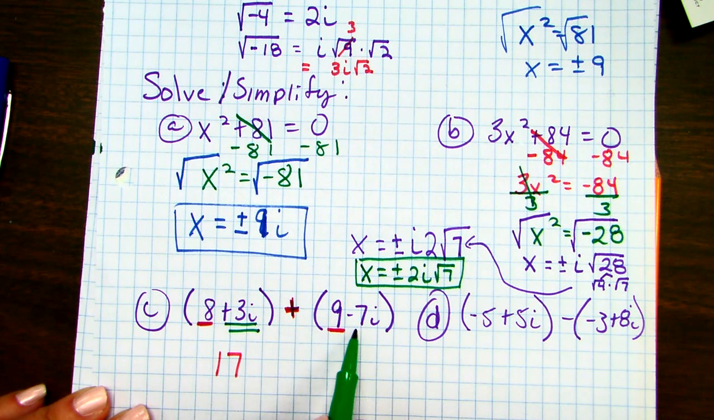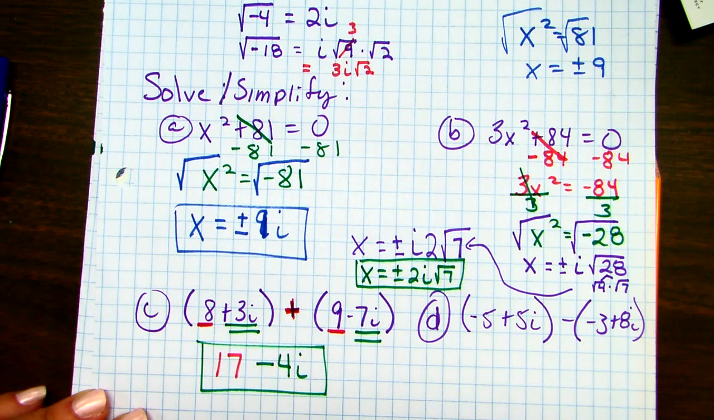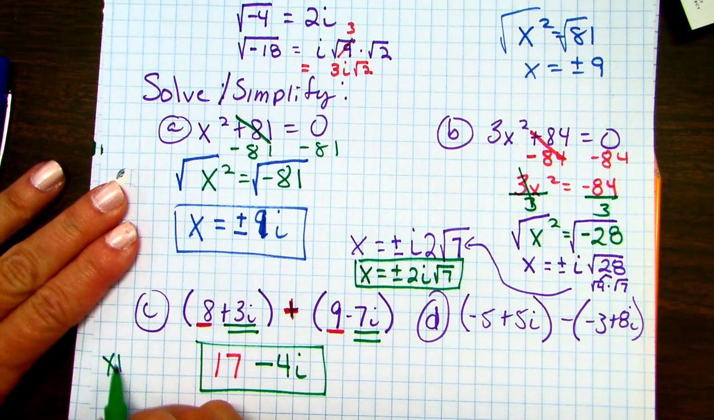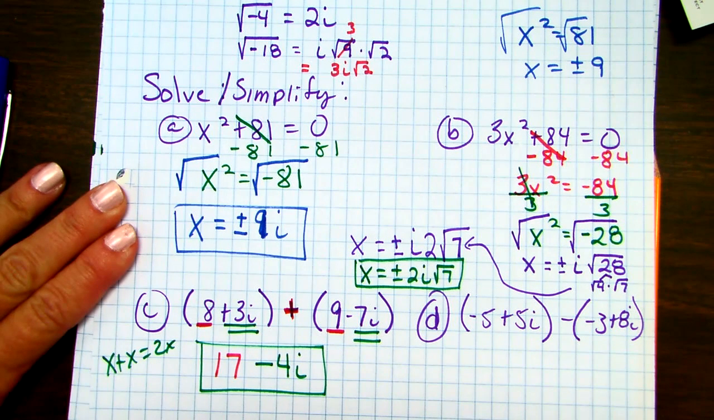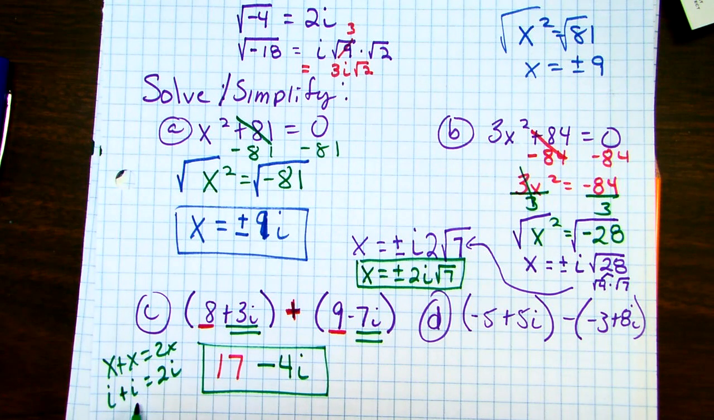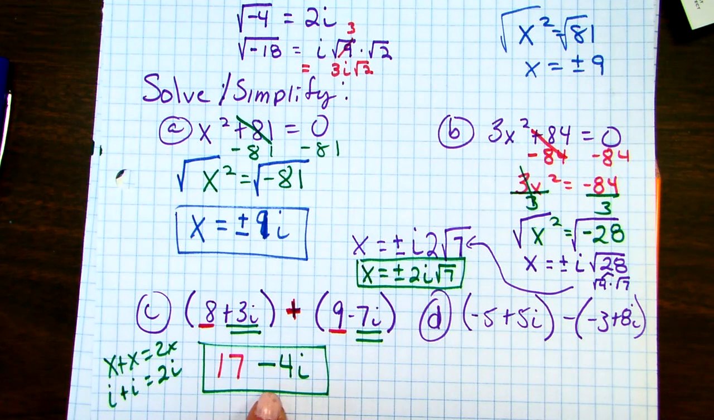3i plus negative 7i. 3 minus 7. That's it. A common mistake is some students will square the i's. Remember, if you add 2 x's together, it's just 2x. If I add 2 i's together, it's 2i, not i squared. Okay? It's multiplying that would square it. So x plus x is 2 x's. i plus i is 2 i's. So that's just 3i minus 7i is negative 4i.